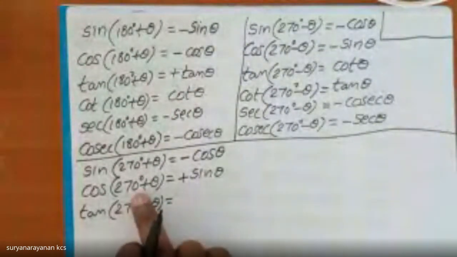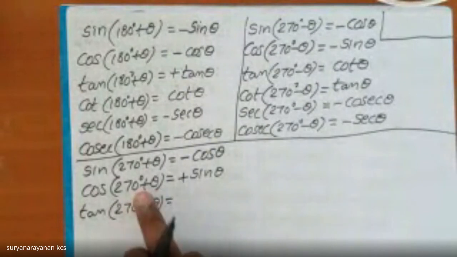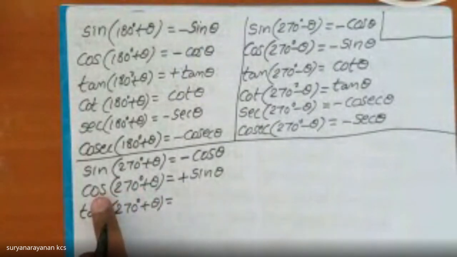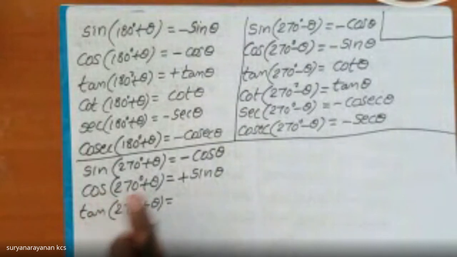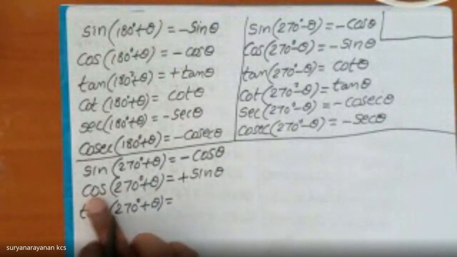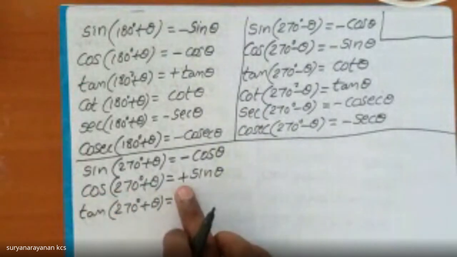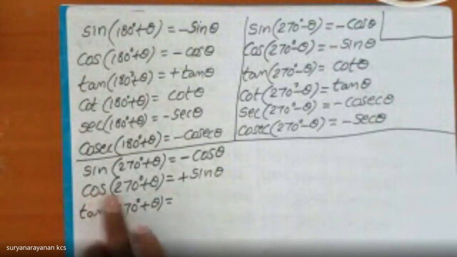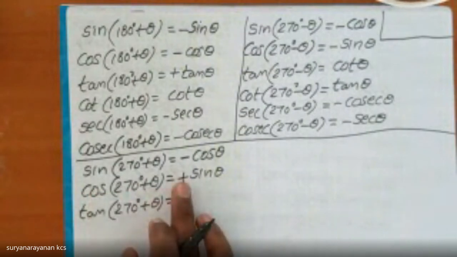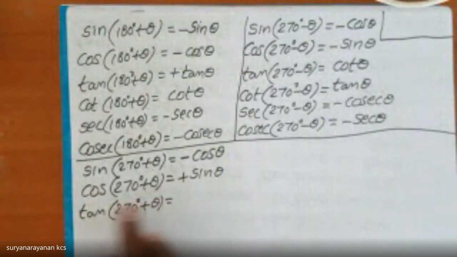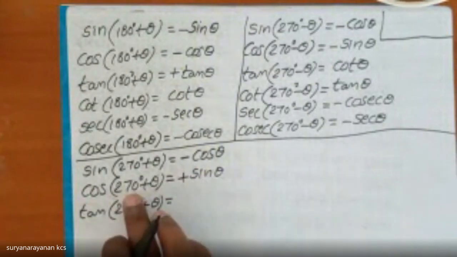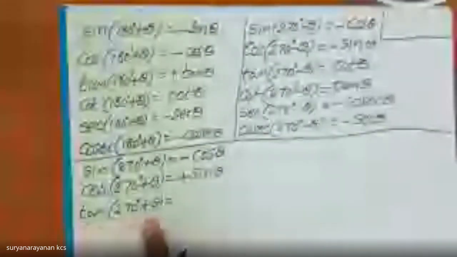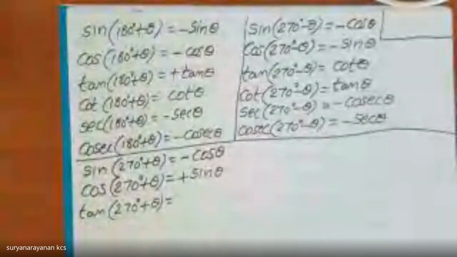This is in the fourth quadrant. In the fourth quadrant, cos and its reciprocal secant are positive. So you are mistaken. Don't be confused here. Both are positive, so we keep the positive sign here. Cos changes to sin because the angle is written as a combination of 270 degrees. Now tell me tan 270 degrees plus theta.